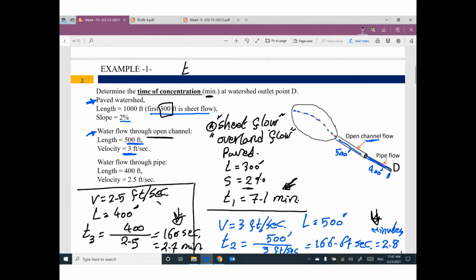Once you are done with the first, second, and third flows, you can figure out the time of concentration: Tc equals T1 plus T2 plus T3, equal to 7.1 minutes plus 2.8 minutes plus 2.7 minutes. So the time of concentration will be 12.6 minutes.